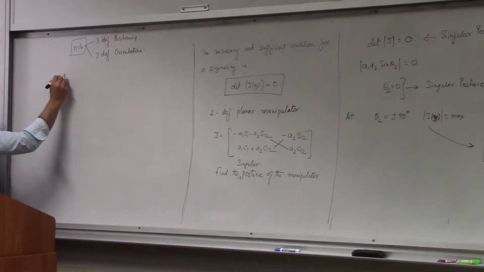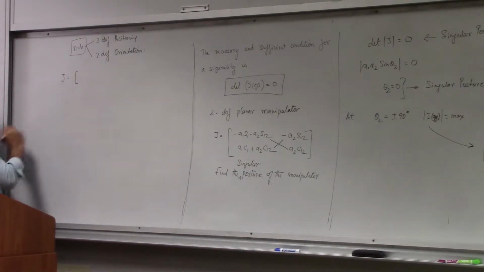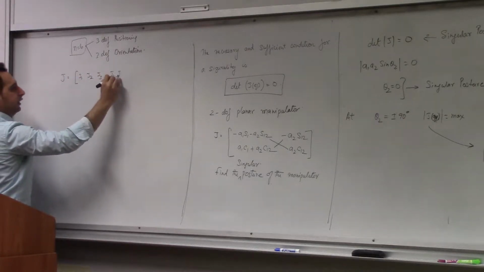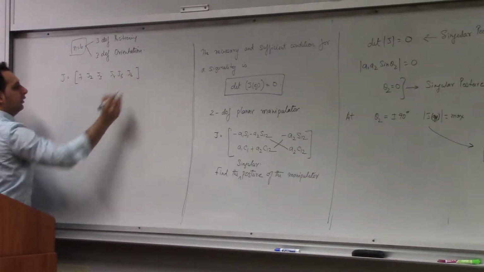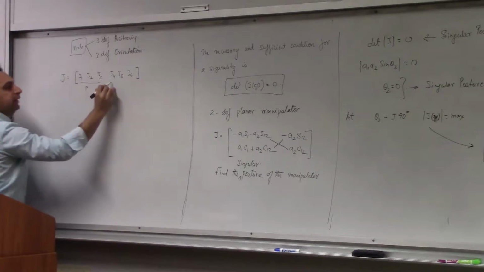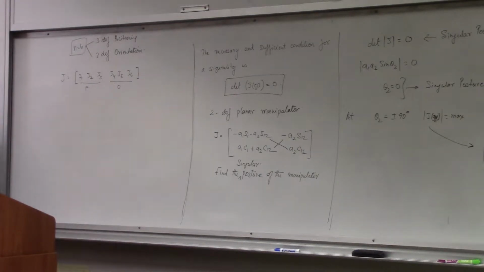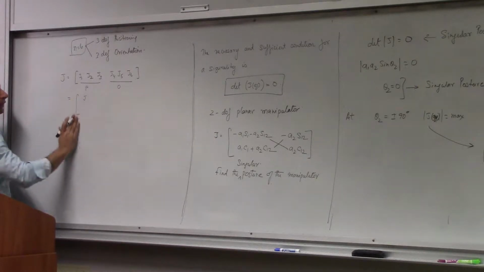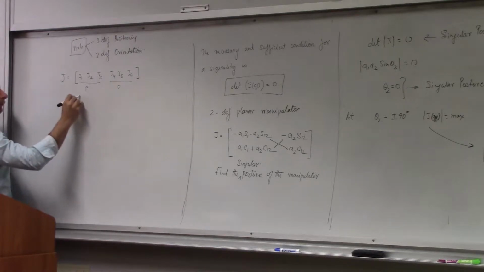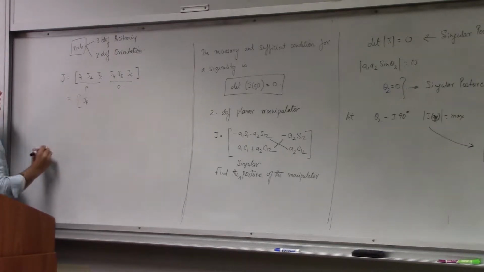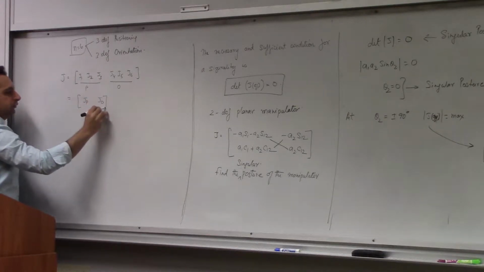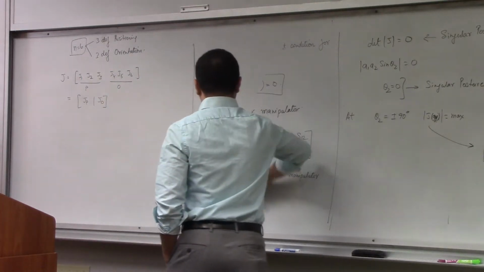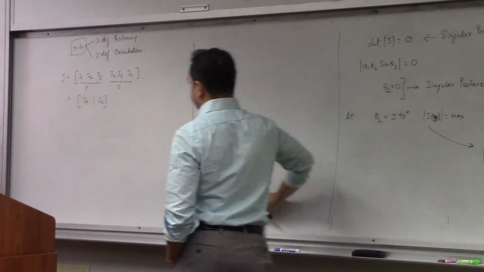So I can write the Jacobian J like this, right? J1, J2, J3, J4, J5, and J6. These are my positioning joints. These are my orientation joints. So I can write this matrix like this: JP, and JO. JP is the Jacobian of the positioning part. This is the Jacobian of the orientation part.